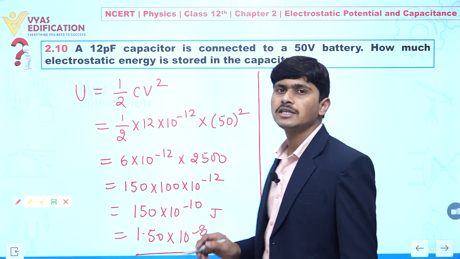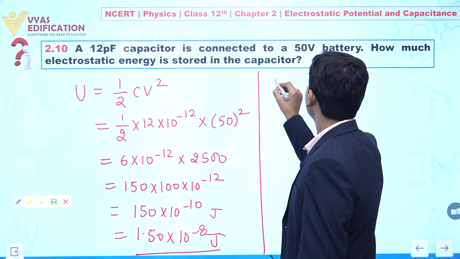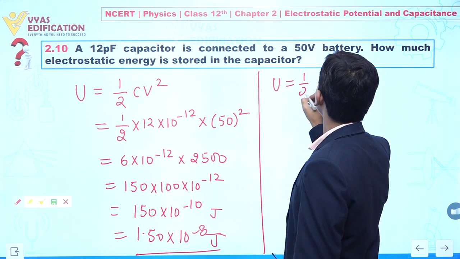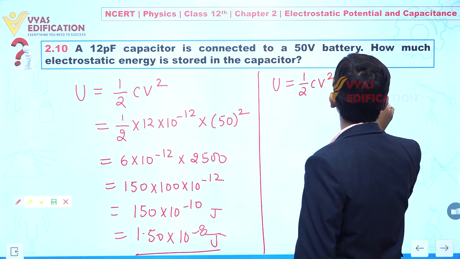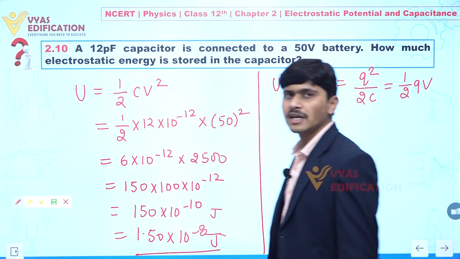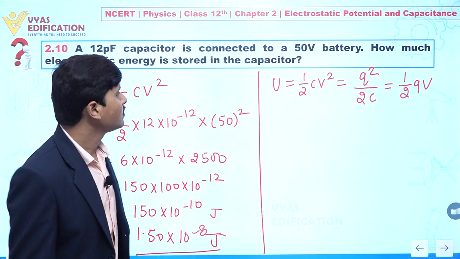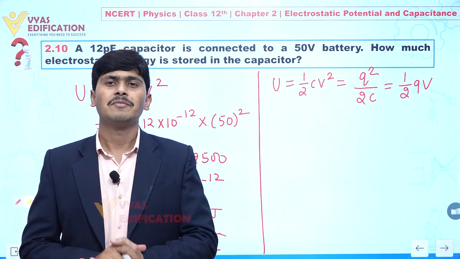Actually, we have three different forms of the electric energy stored in a capacitor. It is given by half of CV square. We can also write it as Q square divided by 2C, and we can also write it as half of QV. This is the formula you should keep in your mind. So this is all about this question.